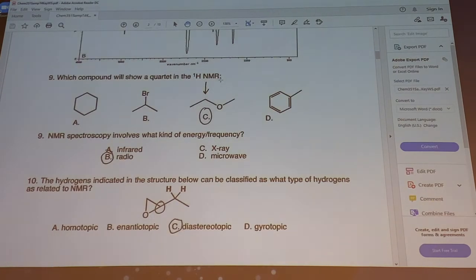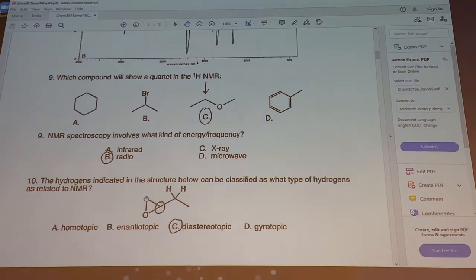Quartet in the proton NMR. Yeah, well, that's the one with 3 neighbors. Okay, the N+1 rule for splitting. There you're not asked about the shifts or anything, just which one would have a quartet. This would be a singlet. This would be a doublet. And this would be a heptet. But this one, because of the 3 neighbors, yeah, quartet.